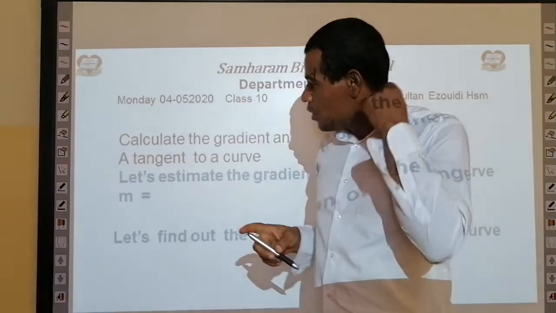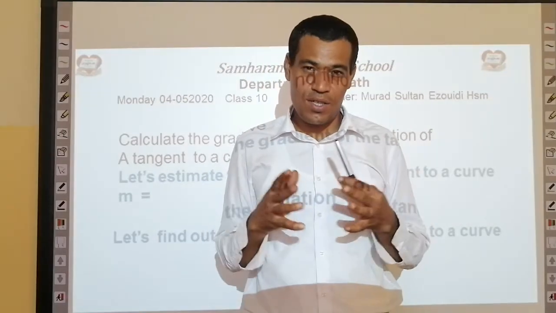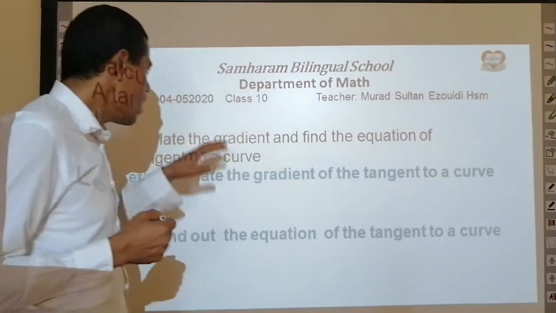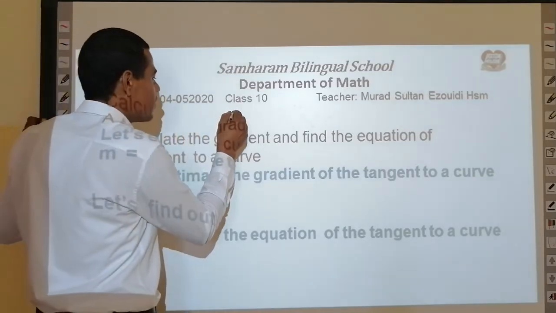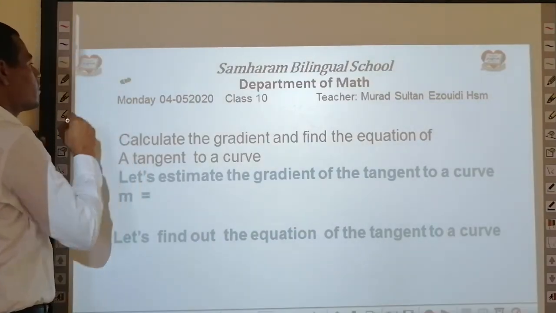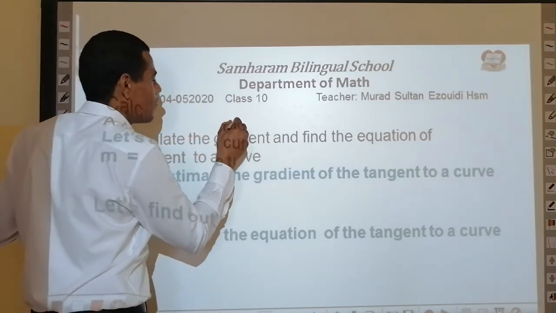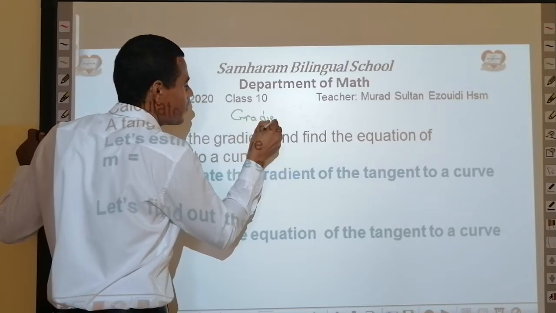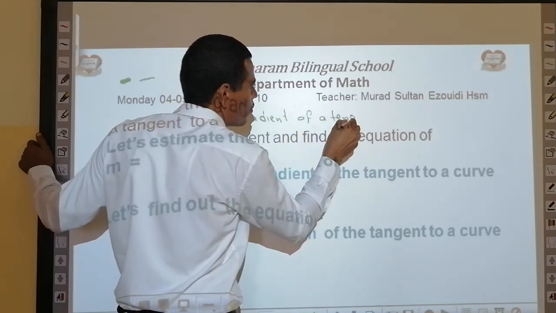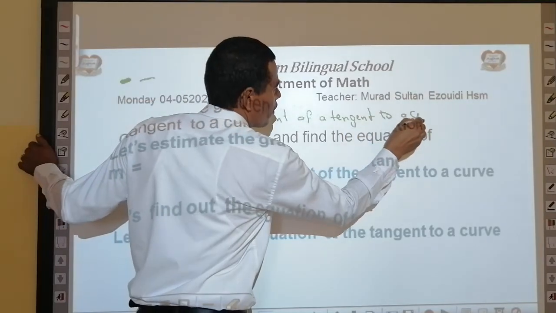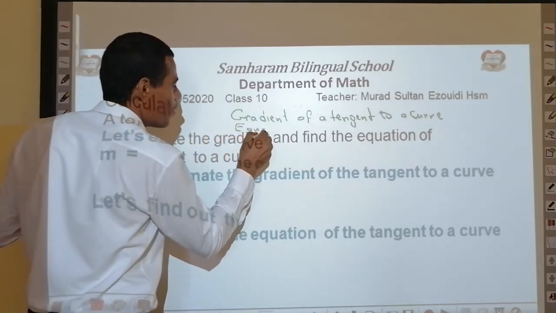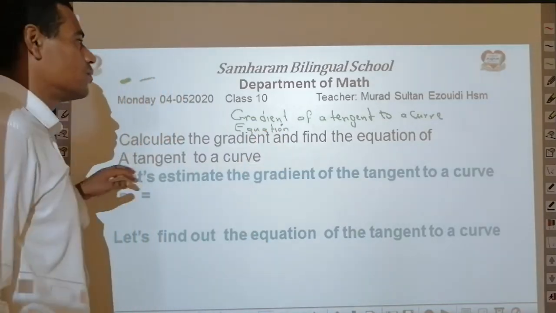And we finished our curriculum. Now we start revision. I will make revision for you, my learners. The revision is dealing about the gradient of a tangent to a curve. Then what else? The equation of the tangent to the curve.